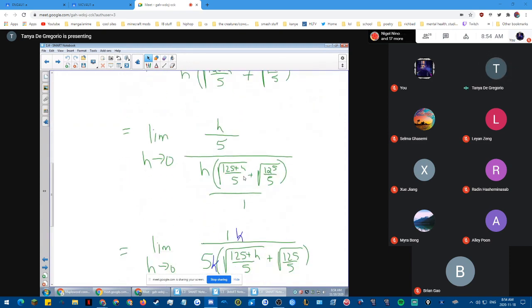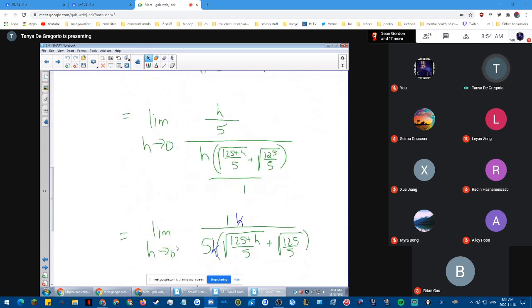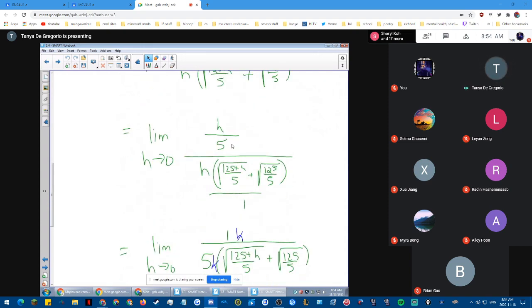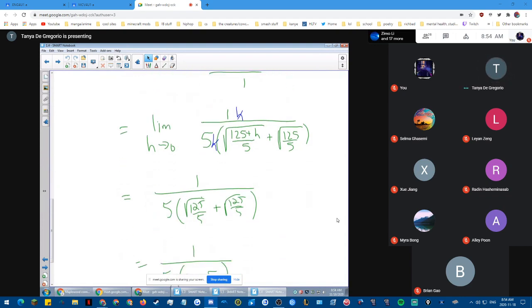And sure enough, you're left with h over 5 in the numerator divided by, just remember guys, this fraction line is just division. So you can rewrite this as h over 5 multiplied by 1 over this numerator. This is just division. And we end up with h over 5 times h in this whole expression. And now the h is canceled, and now you can get rid of it. Notice once I take my limit, I take away this. I don't have to write the limit anymore once I sub it.